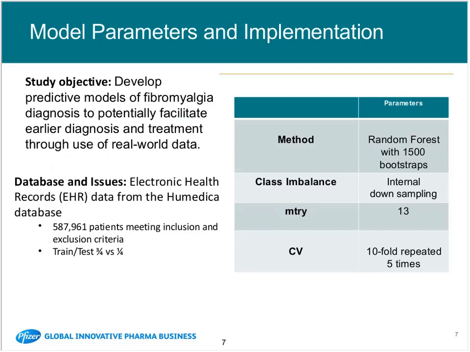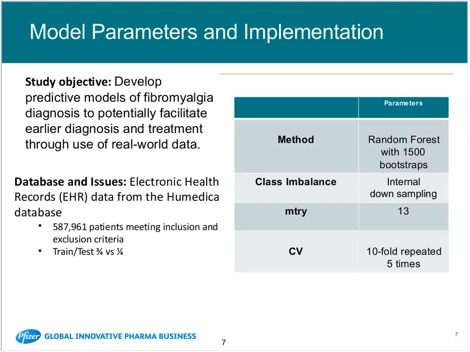The goal, again, is just to develop a predictive model to diagnose fibromyalgia patients. We use the data from electronic medical records from a Humedica database. This database is across the United States and has a bunch of healthcare systems attached to it. They collect data, and then these data are aggregated and de-identified as part of the electronic medical records, and that actually includes demographics, healthcare utilization, lab data, and a bunch of other things that you can think about.